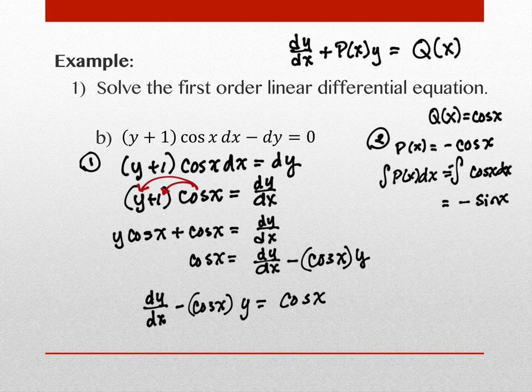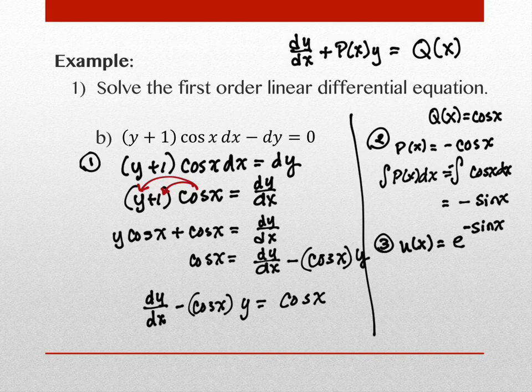What's step 3? Yeah, u of x. Step 3 is determining u of x. And what do we have to do that? Yeah, e to what we just got in the previous step, which is negative sine of x. Very good.